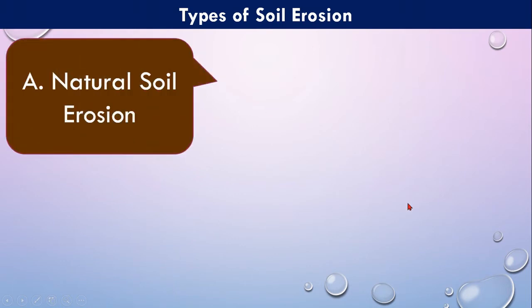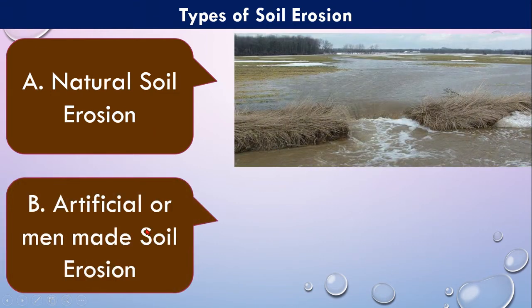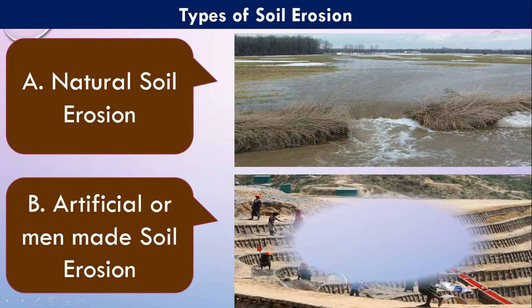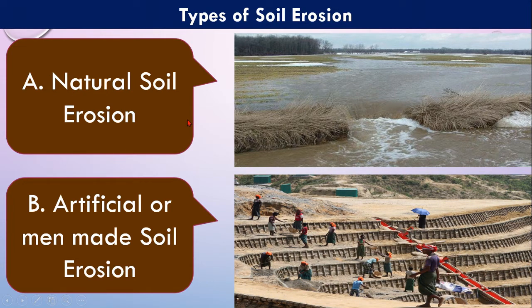Then, types of soil erosion. Basically, soil erosion is of two types. The first is natural soil erosion, and the other is artificial or man-made soil erosion. So what is natural soil erosion? If you have a look at the picture, you can easily observe that there is no hand of man. That means it's created by God, naturally. This erosion might be from rainfall, wind, or flood. This type of erosion is called natural erosion.